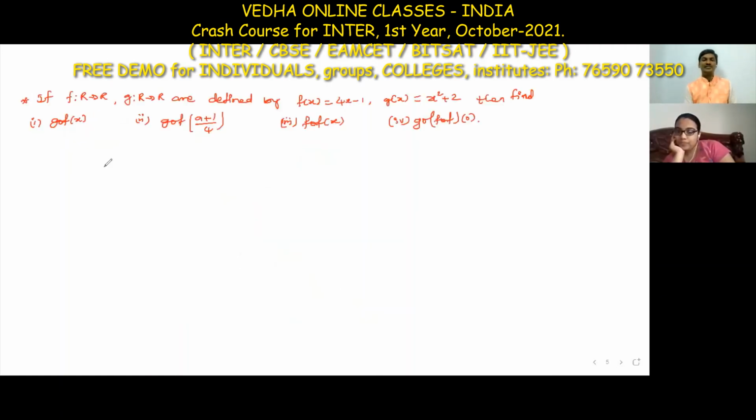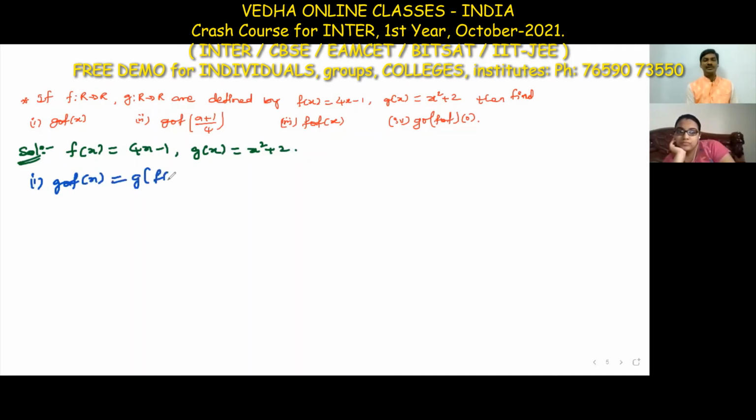After that, the next question. The next one is similar. Are you following these problems? Given functions f of x is 4x minus 1 and g of x is x square plus 2. All these functions are approximately similar. So now here, the first one is g circle f of x. That is nothing but g of f of x.